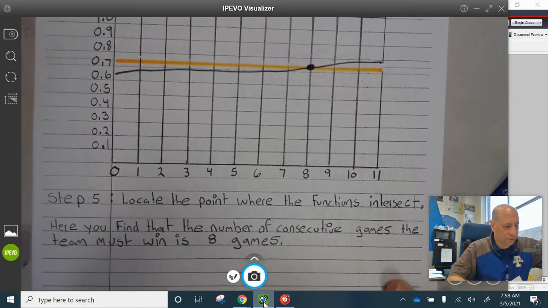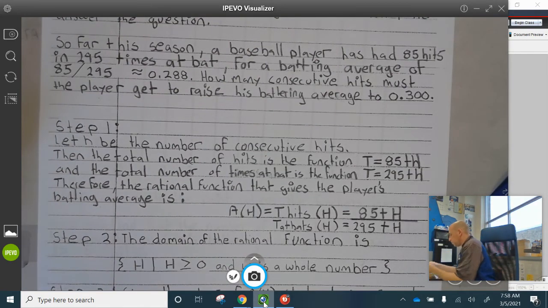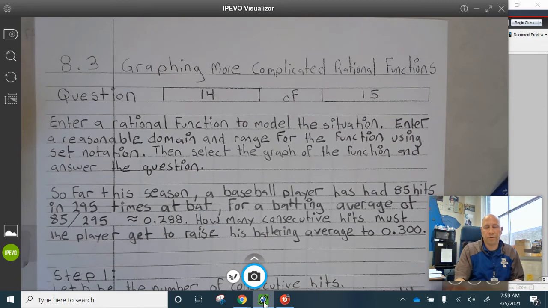All right. Let's take a look at the next question. All right. Now, question 14 of 15. Enter a rational function to model the situation. Enter a reasonable domain and range for the function using set notation. Then select the graph of the function.